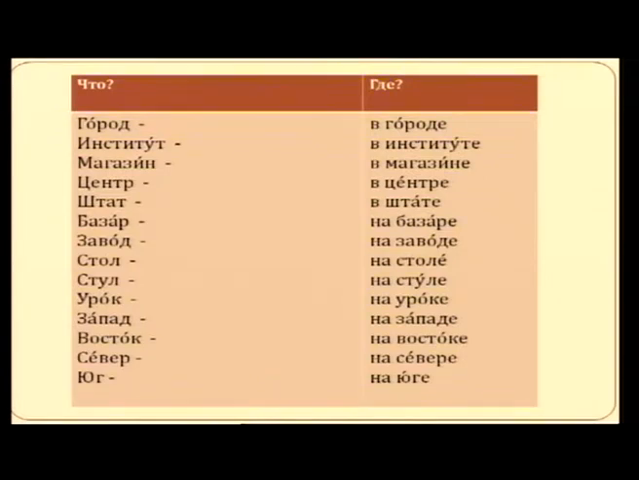Accordingly, if you pay attention to the nouns with где, they are changing into в городе, в институте, в магазине, в центре, в штате, на базаре, на заводе, на столе, на стуле, на уроке, на западе, на востоке, на севере and на юге. Here, the directions like north, east, west, south are being used with na. Accordingly, when we use na, it indicates at or on.